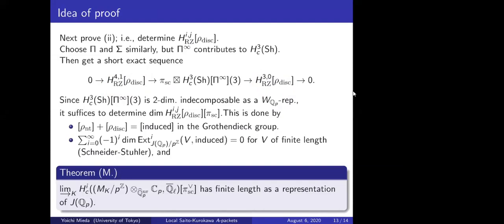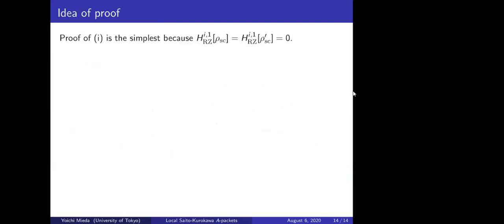And the key result is that some cohomology group related to the Rapoport-Zink space has finite rank as a representation of J(Q_p). And the first part is the simplest because there is no higher extension group for supercuspidal representations. That's all. Thank you very much.